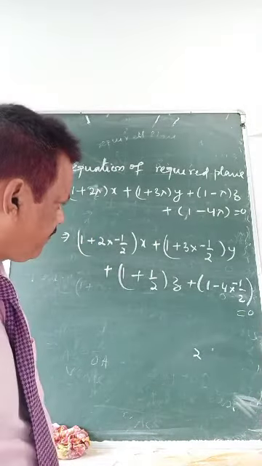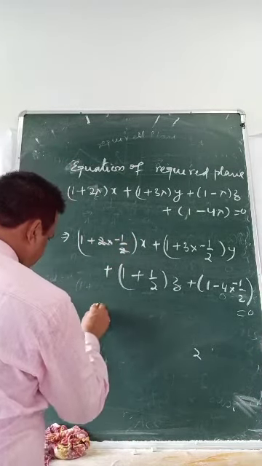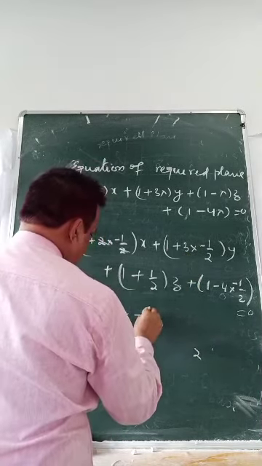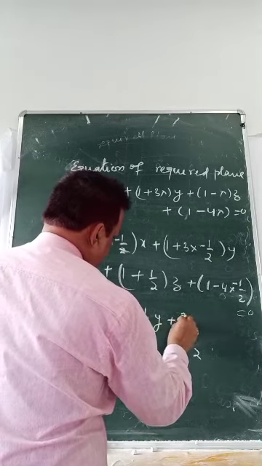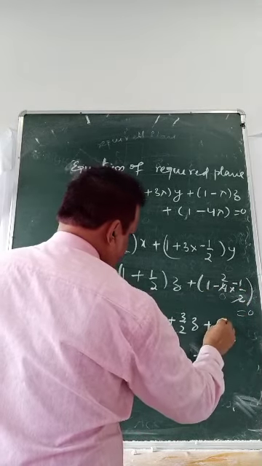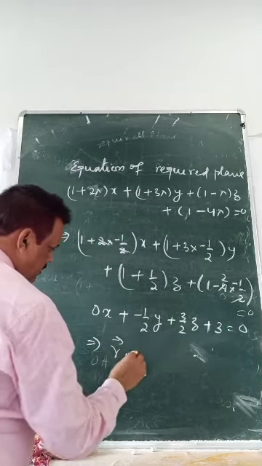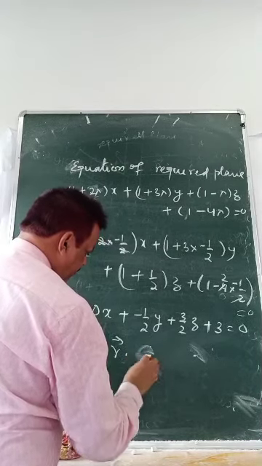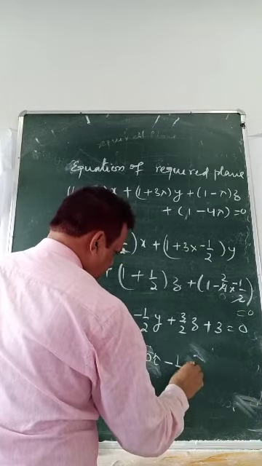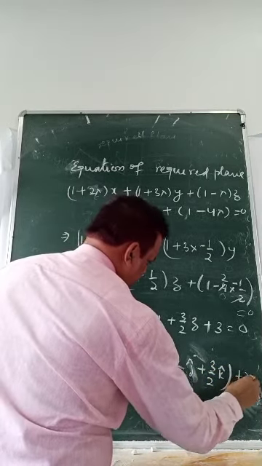So what will you get? This is cancelled, 0x, plus (1 minus 3 by 2) y, which is minus half y, plus 3 by 2 z, plus minus 1 minus 2 is minus 3, equals 0. This implies r dot (0i minus half j plus 3 by 2 k) minus 3 equals 0.